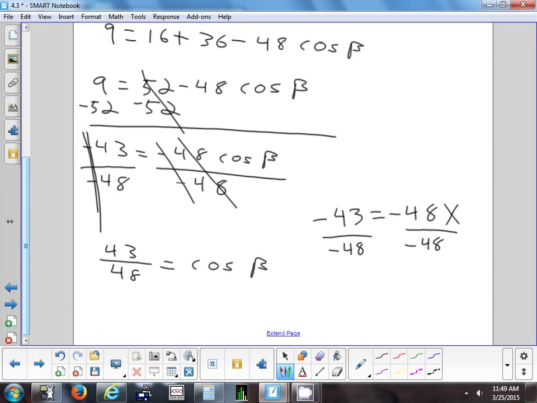And now I'm at my last step. Cassandra, what can I do to get rid of cosine? Yep, I'm going to do inverse. Yeah, inverse. So inverse cosine. Inverse cosine. Now we take that in, and we'll have beta.